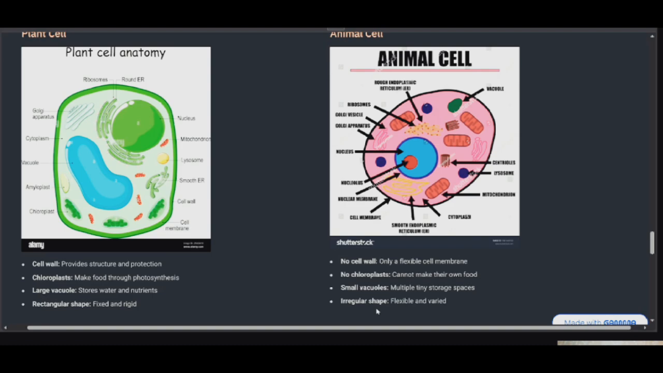The shape of a plant cell is rectangular, fixed, and rigid. This rigid shape is given by the cell wall. The cell wall provides rigidity and strength to the plant cell. That's why it has a particular shape, that is rectangular, fixed, and rigid. While the animal cell is irregular in shape. It is flexible and varied because it lacks a cell wall. And these are the differences between animal and plant cells.